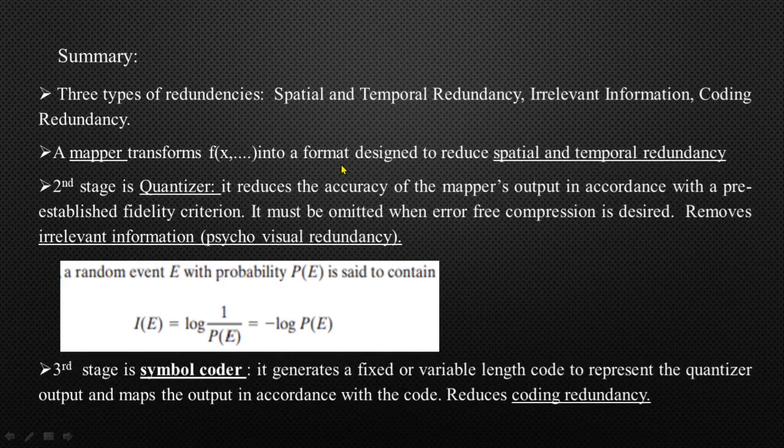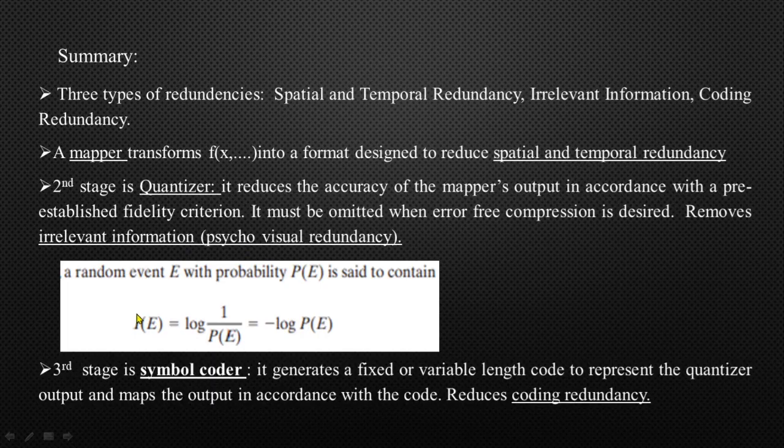A summary of this topic: there are three types of redundancies. Those are spatial and temporal redundancy, irrelevant information, and coding redundancy. The mapper reduces the spatial and temporal redundancy. The quantizer reduces the irrelevant information or psycho-visual redundancy based on the fidelity criteria or the information in the image.